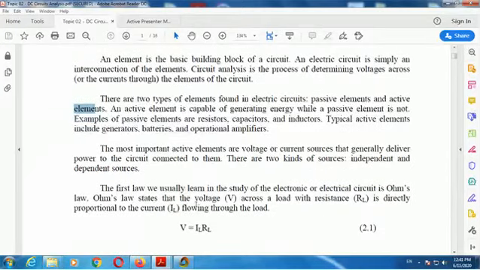What is an active element? It is able to generate energy, while a passive element is not able to generate energy. Passive elements are the resistor, capacitor, and inductor. Active elements include the generator, battery, and amplifier.